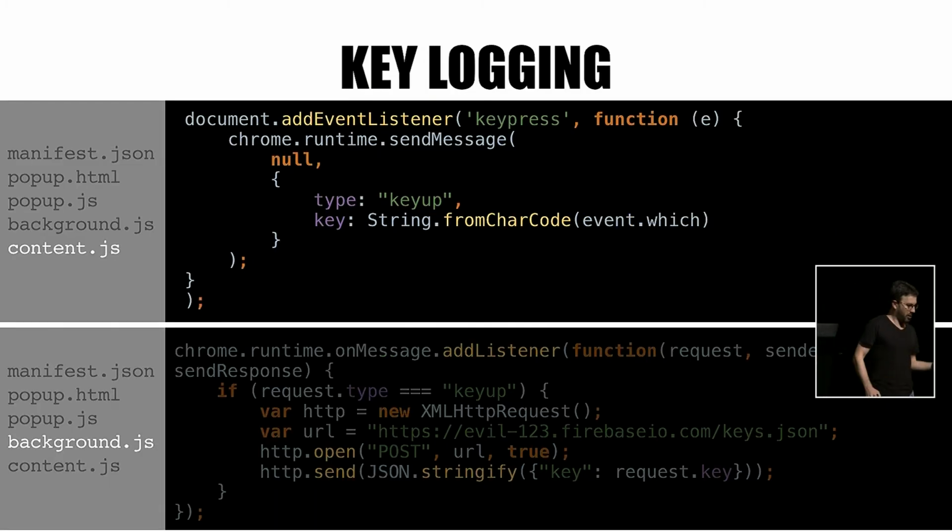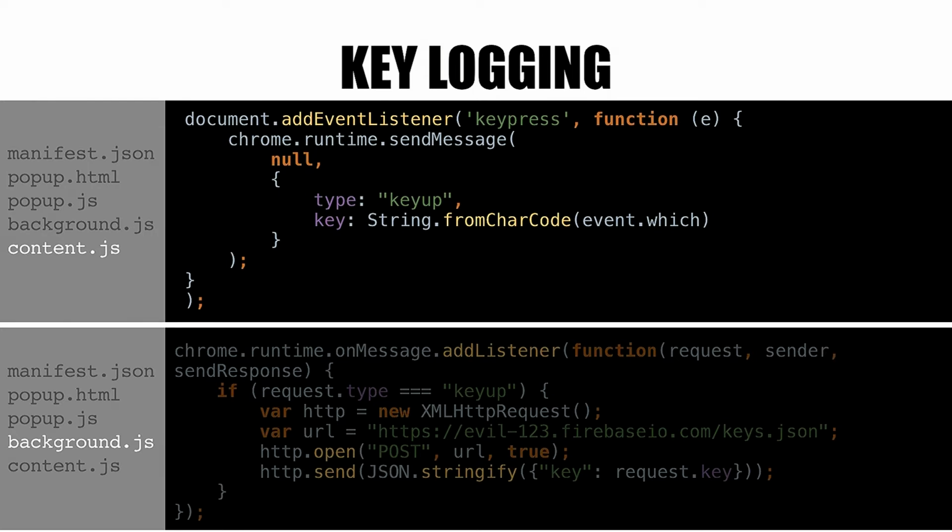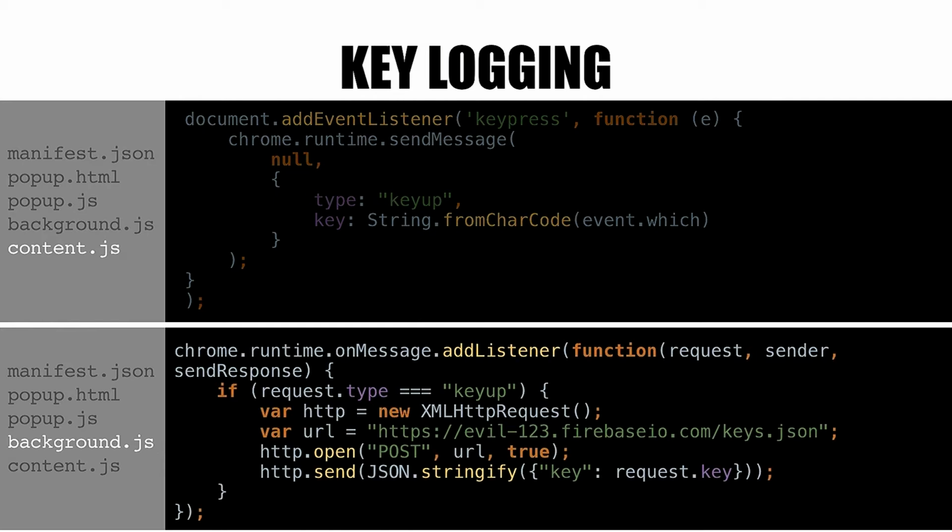So let's take a look at another example. So you could probably see that we can listen to events, and we can also call an external API. So why not take two of them together and do classic key logging? So on the top, you can see the content.js. We just listen to every key event, and every time the user presses a key, we send the event to the background. And in the background, we take the key that the user pressed, and we send it to a malicious server. In my case, I built it on top of Firebase.